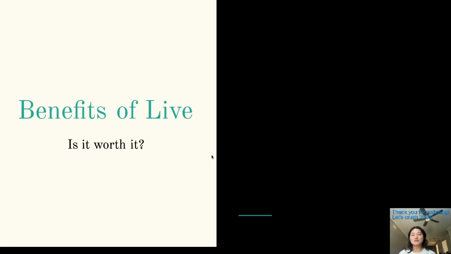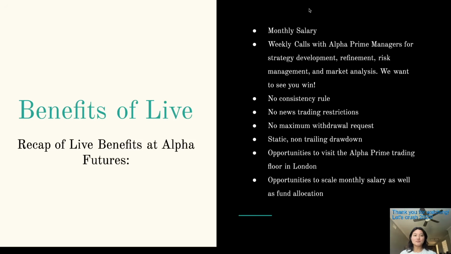So now that we've talked a lot about the path to becoming a live trader, the monthly salary, the benefits, or what comes with it, is it really worth it? These are all the things that we discussed, and to quickly recap, you can then make the decision if it's worth it. You get the monthly salary of all your leftover funds after your withdrawal and after money is put into your live account. You get weekly calls with your Alpha Prime manager for strategy development, refinements, risk management, and market analysis.